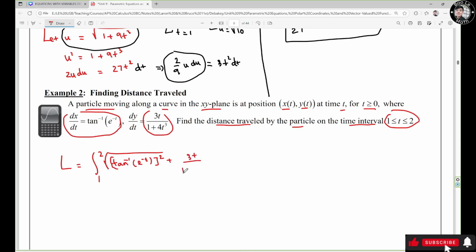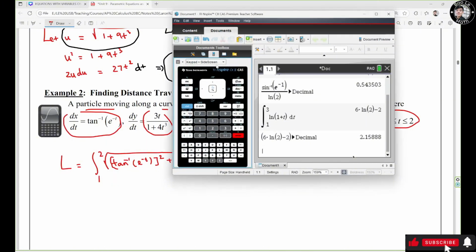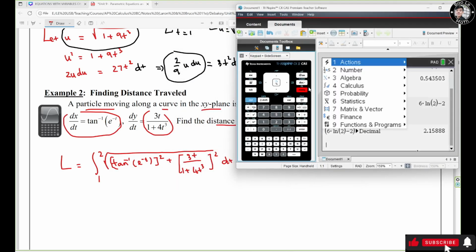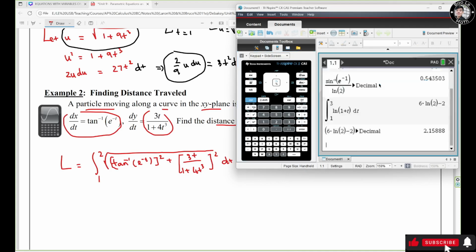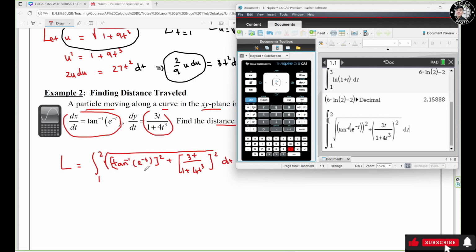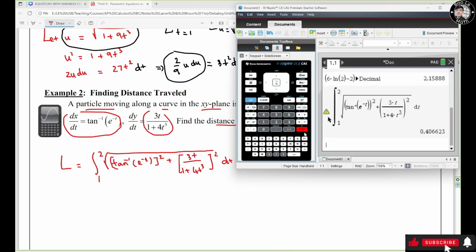3t over 1 plus 4t cubed squared dt, right? Now, of course, you're going to use the calculator to calculate this one. So you're going to press menu, calculus, integral from 1 to 2. After you input the expression right here, you just hit enter. The answer is 0.406, right?